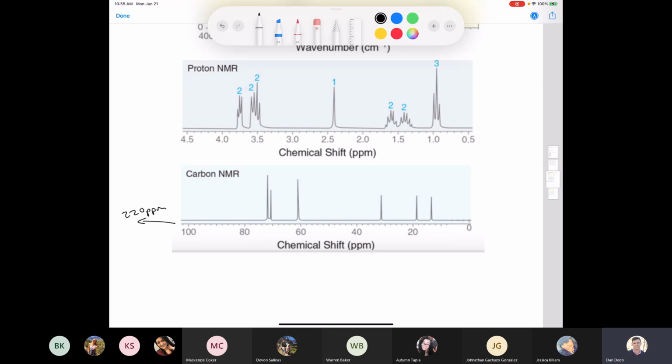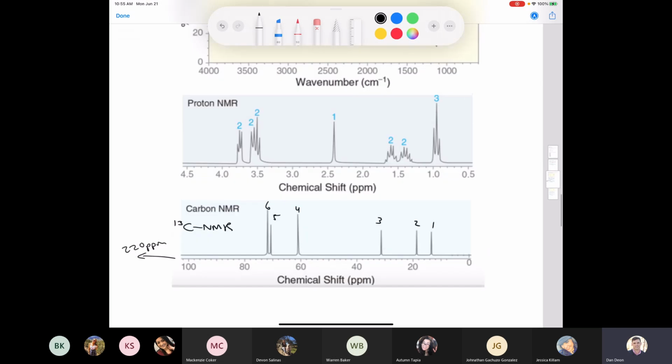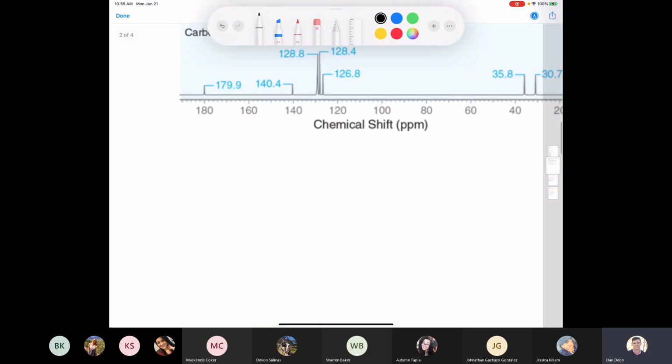So you see how in the carbon-13 NMR, all you see are singlets, right? There's 3 of them here. There's 3 of them here. So you see that we have a total of 1, 2, 3, 4, 5, 6 different types of carbons in this compound. I'll show you another example of a carbon-13.